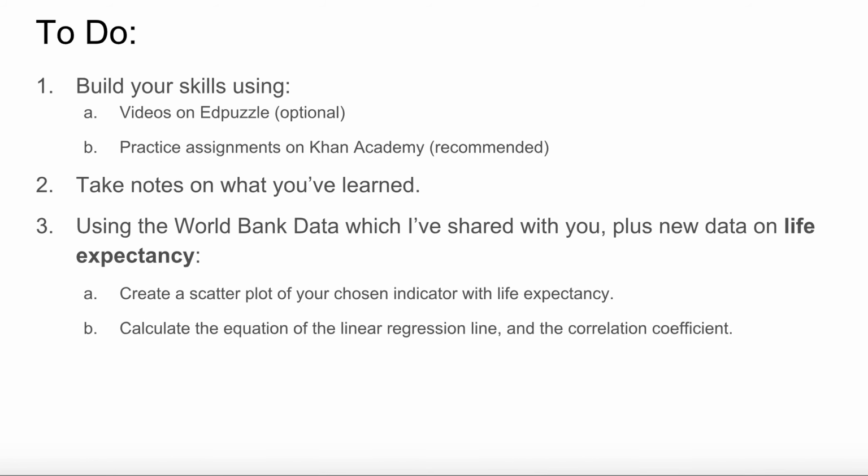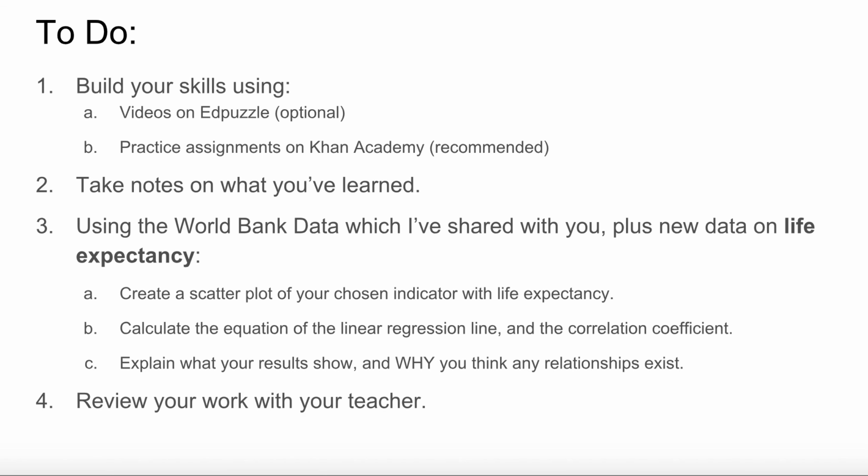I want you to calculate the equation of the linear regression line and the correlation coefficient. You can do this very easily in Google Sheets, and I have a video explaining how. And then explain what your results show, and more importantly, why you think relationships exist. If something you see is related to life expectancy, say, why do you think it is? How is one indicator related to another? That's what's really important and interesting. Review your work with your teacher, and then complete a self-assessment survey.